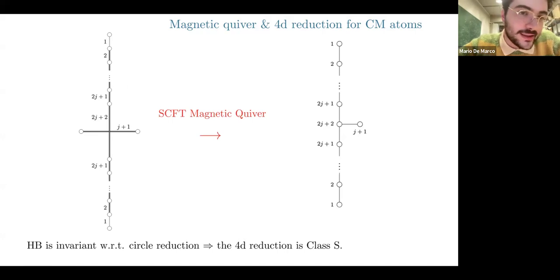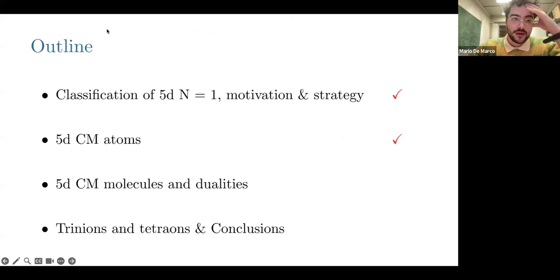As a corollary, we know that the circle reduction of these 5-dimensional conformal matter atoms, so these indecomposable blocks that we obtain from geometric engineering, is a theory of class S type. Why? Because the magnetic quiver is exactly of class S type, and also we can double check the dimension of the Coulomb branch. Okay, very good. And this concludes the section on conformal matter atoms.